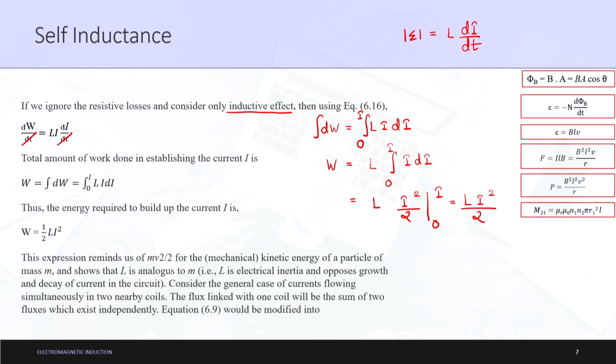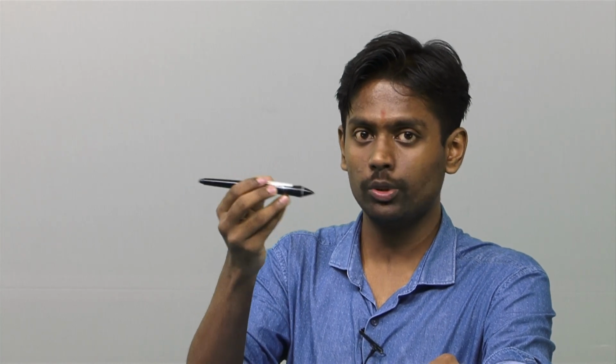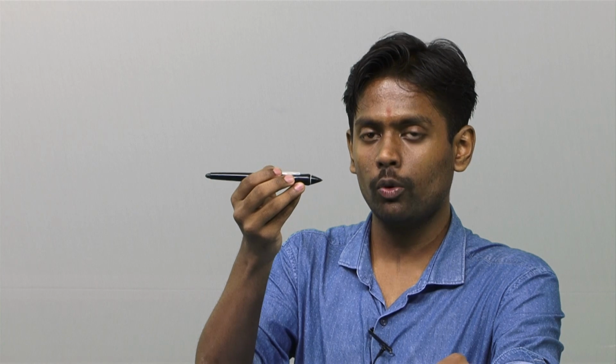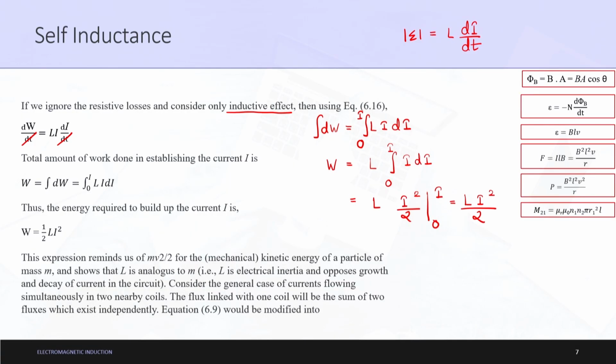Hence the energy required to build up the current is the energy required to resist the flow, the energy required to do the work, as it is analogous to inertia. So the work required to build up that current is the work done here, and hence this work done is nothing but W, which is equal to half L I squared. This expression I will convey to you in the next lecture.